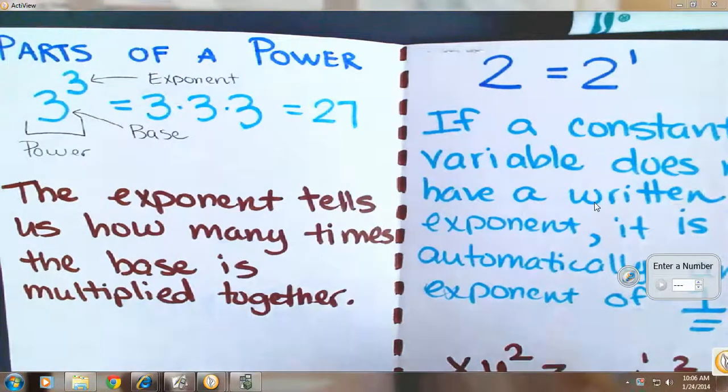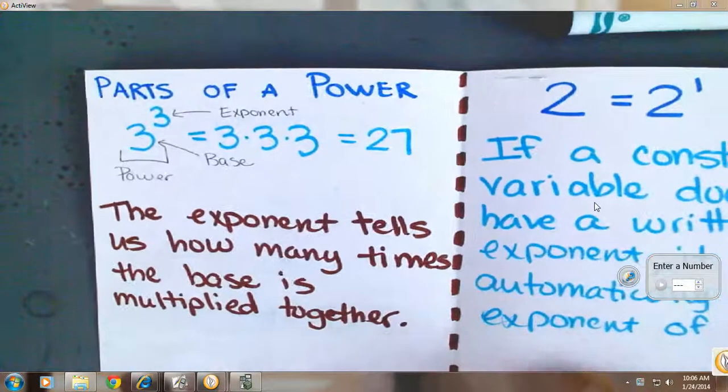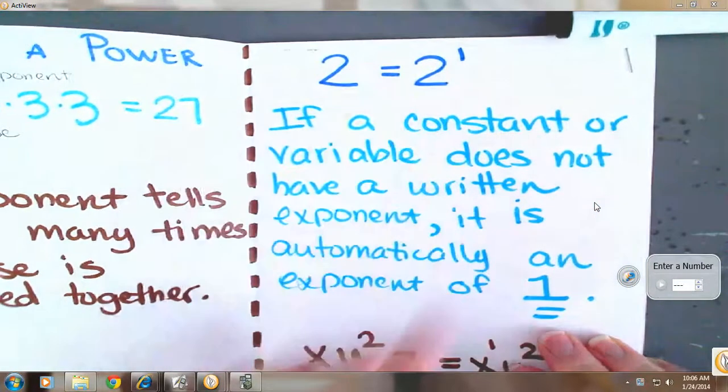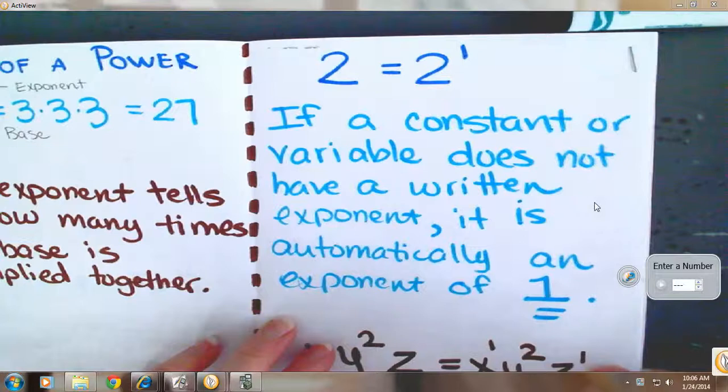On the first page here, we talked about parts of a power. On the next page, we talked about what to do if there wasn't an exponent written in. You know, that's automatically a 1.